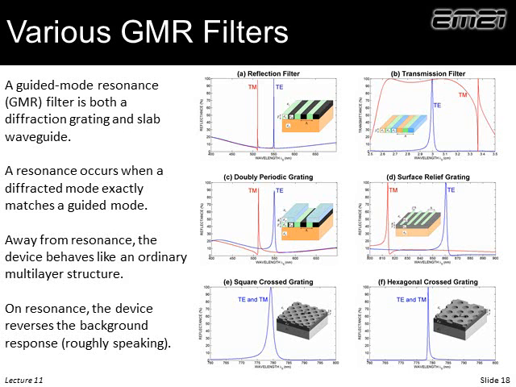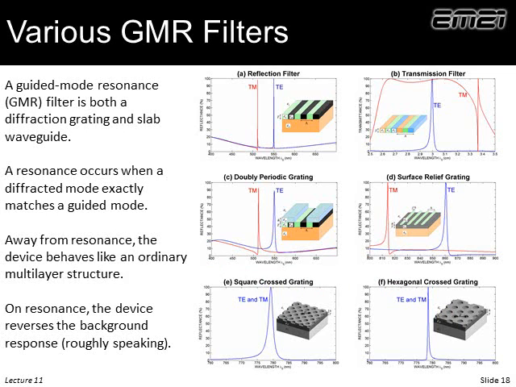So here's an array of various types of different guided mode resonance filters. We can have the basic ruled grating on top of a substrate. We can remove the substrate and have a guided mode resonance filter in air. We can have doubly periodic. We can have just some kind of surface relief grating on top of a slab waveguide that would produce guided mode resonance. We can have cross gratings. These give us polarization independence. Both polarizations at normal incidence will produce the same response. And we can have square gratings or hexagonal gratings.